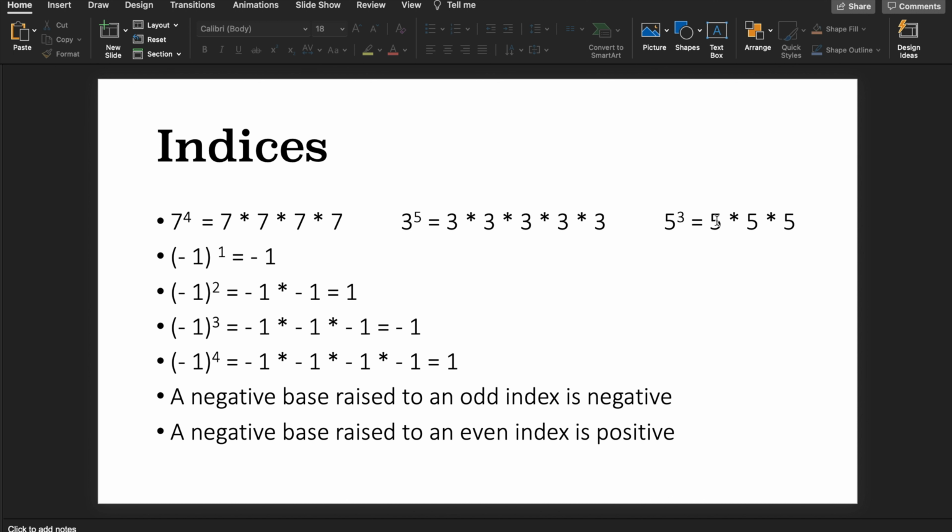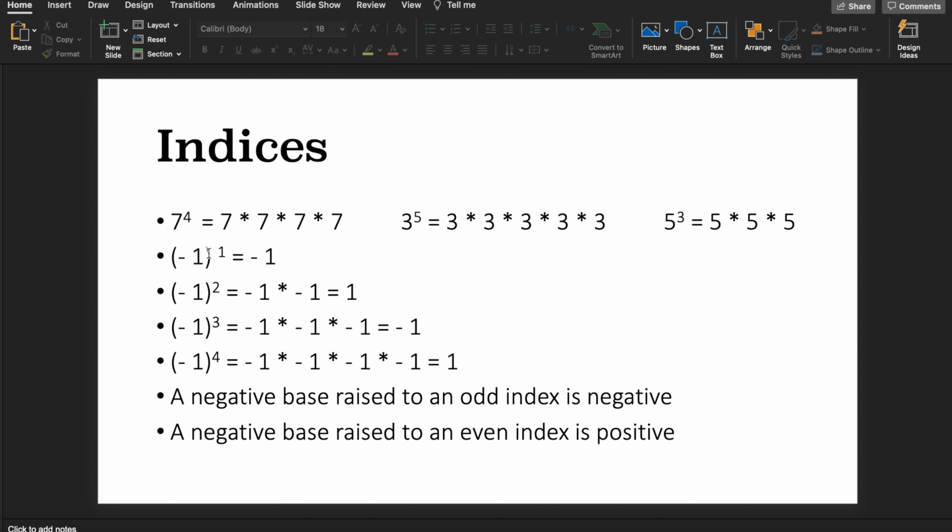And then 5 to the power of 3 is 5 multiplied by itself 3 times. That's the meaning of this. And that would be 5 multiplied by 5 multiplied by 5. And now let's look at this one.